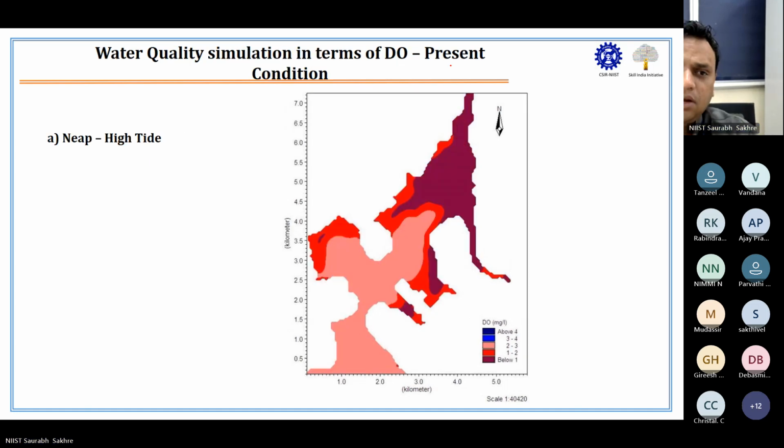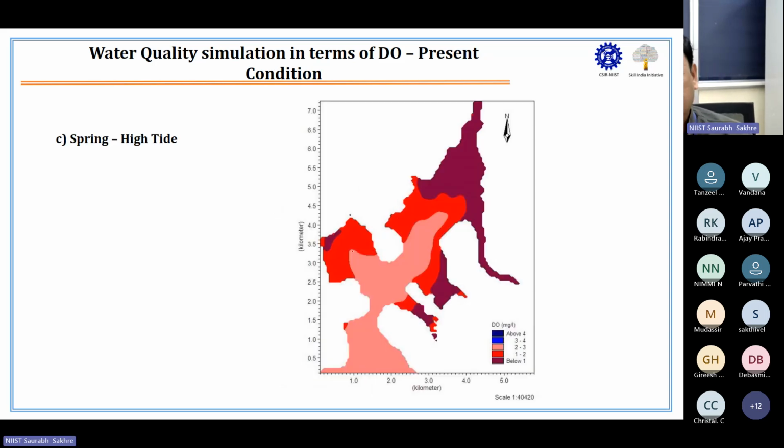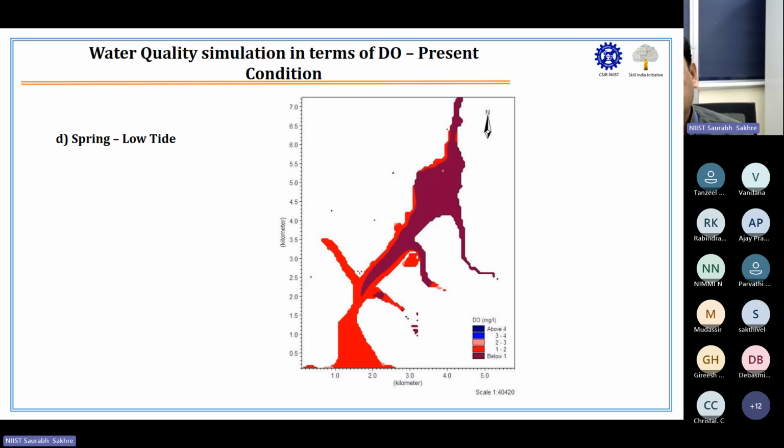Okay. Then this is DO, dissolved oxygen. So in neap high tide, in most of the region DO was less than 1 milligram per liter. This is neap low tide. Again, it is getting below 1 milligram per liter. This is spring high tide, slight improvement. And then this is spring low tide. When it is low tide, you can see that DO has also decreased significantly because there is no water which will provide fresh oxygen to the system.